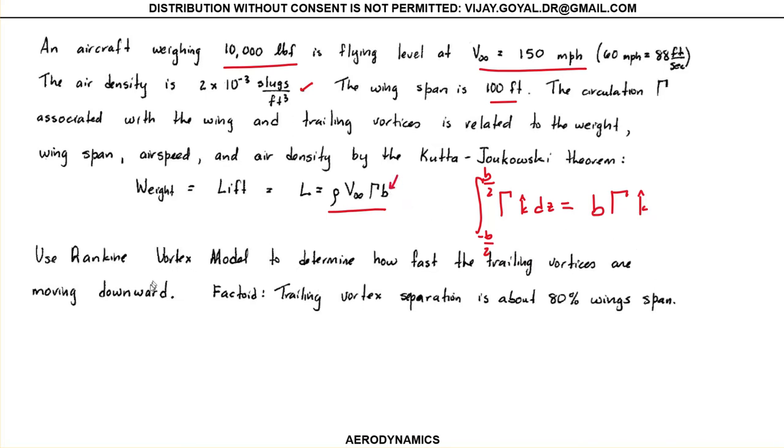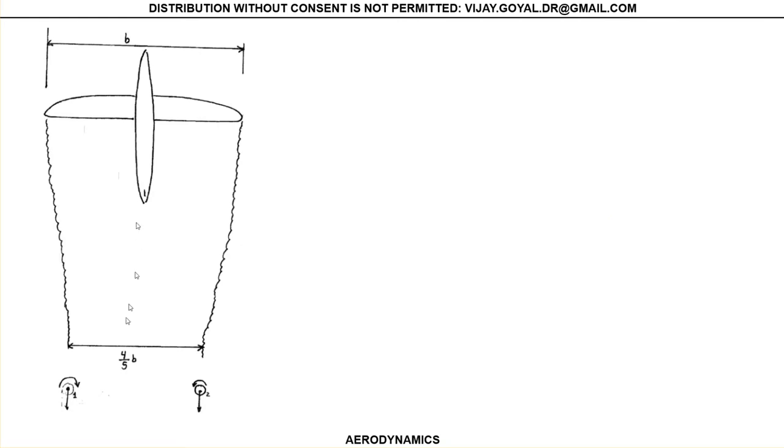Use the Rankine vortex model, if you remember, to determine how fast the trailing vortices are moving downwards. Typically, your trailing vortex separation is about 80% of the wingspan. So let's see how we will solve this problem. The problem is not really complicated.